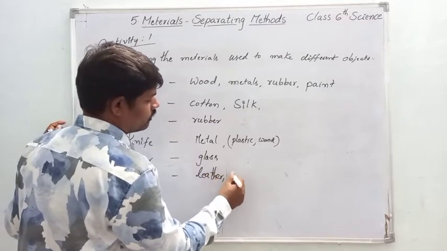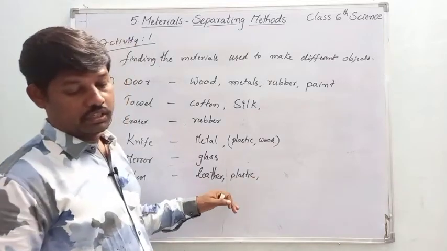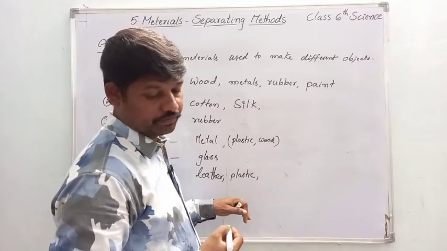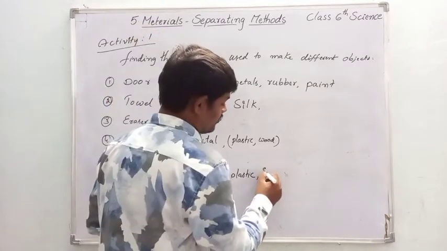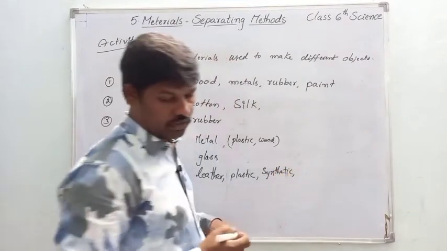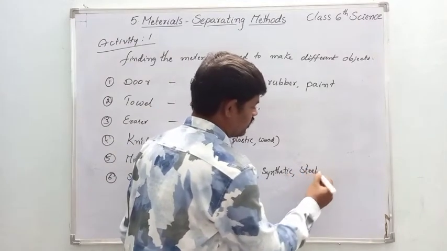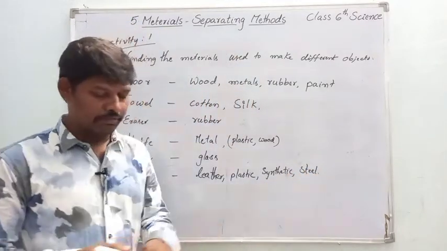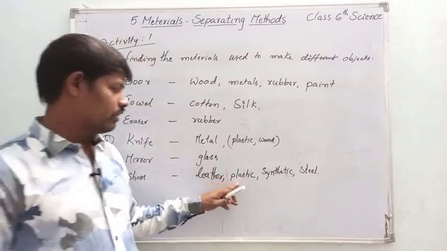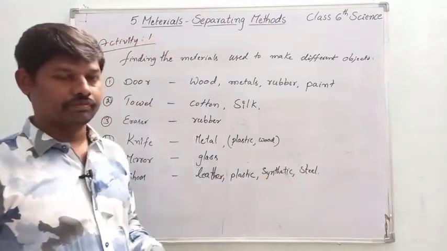Leather, plastic, and some stainless steel also. Okay, synthetic, plastic, already plastic written, steel, etc. So steel is used for design purposes like that. Okay, shoes we can identify: leather, plastic, synthetic, and steel.